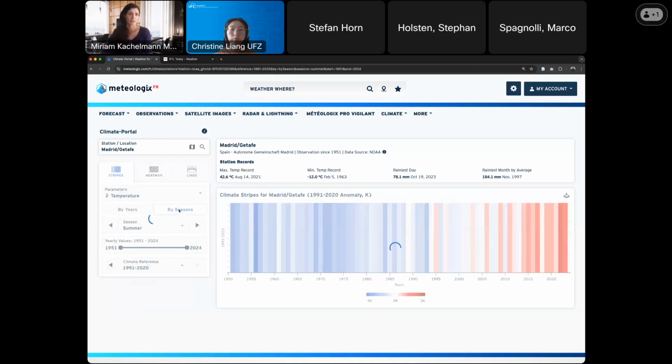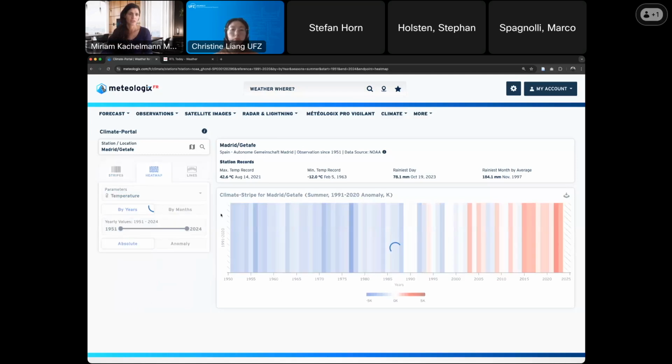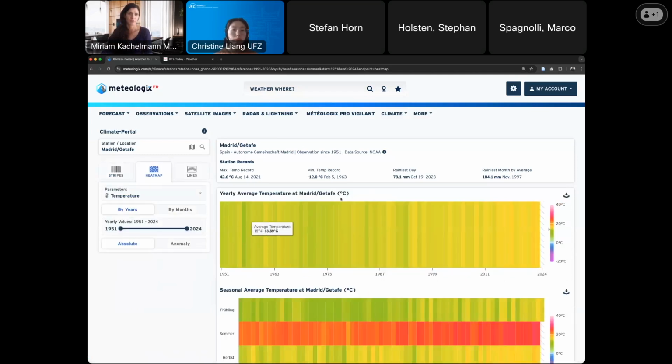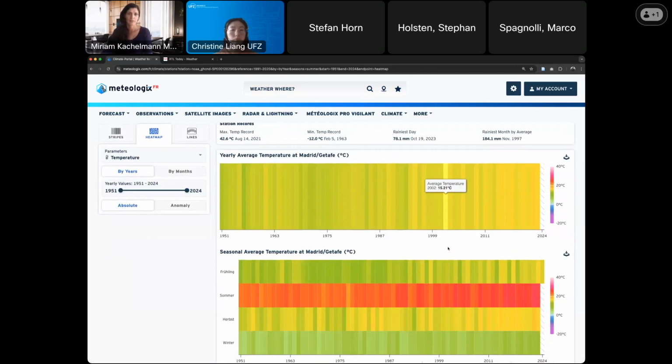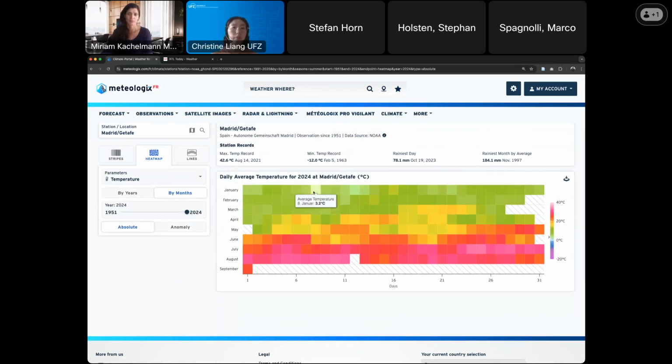We can also show it by seasons. If the data is available, we can also show these kinds of heat maps where you can see the absolute temperatures for the years. That's the absolute also by month. What is the average temperature that you see in Madrid in January in these days?